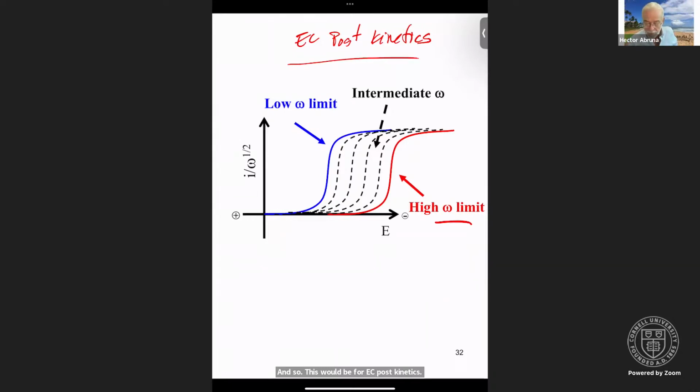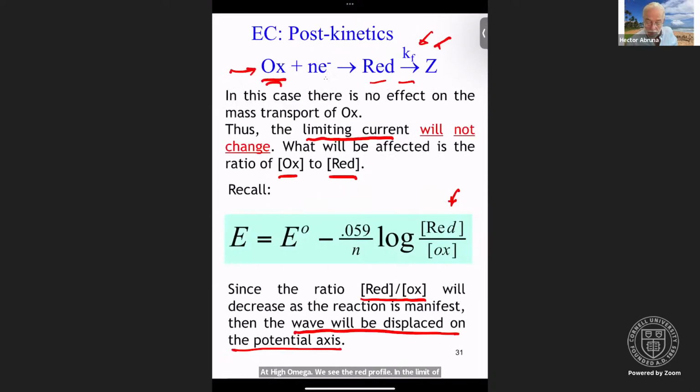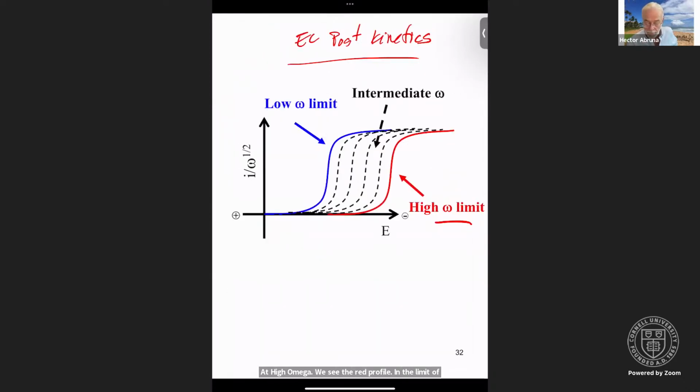At high omega, we see the red profile. In the limit of low omega, where a lot of this reaction takes place, there's a dramatic shift in the location of that voltammetric profile. But notice that all of the profiles, normalized to the square root of the rate of rotation, reach the same value as they should, because we are not affecting the transport of ox to the electrode surface.